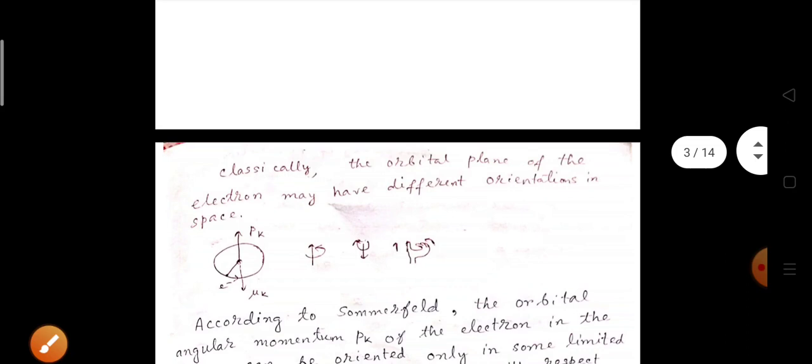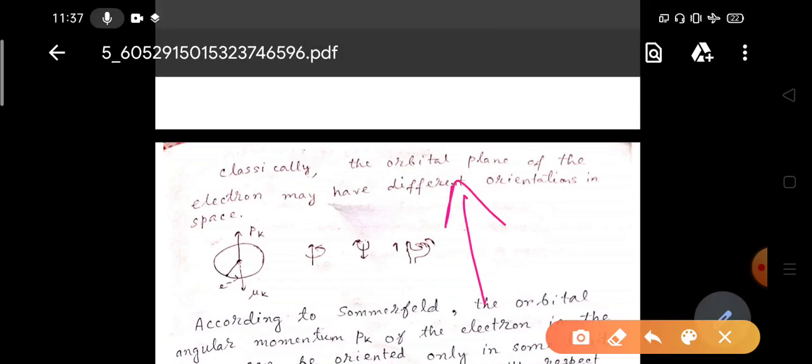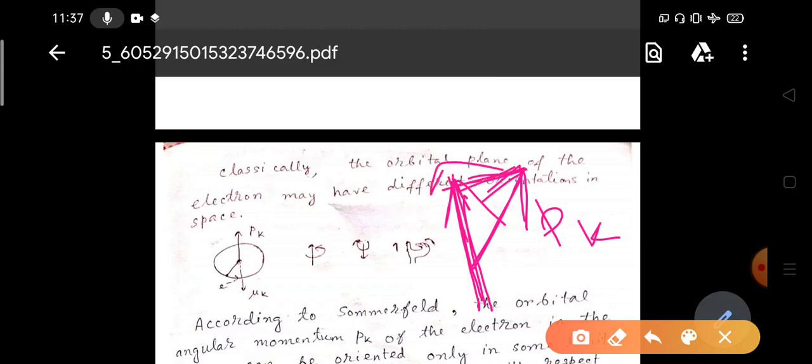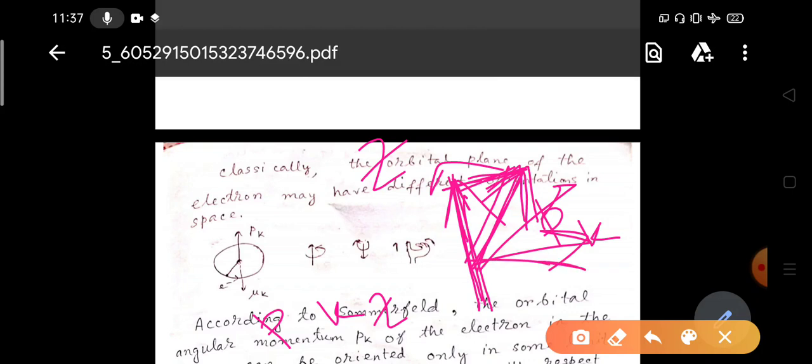Suppose this is the fixed direction, and this is the direction of the angular momentum, pk. You take the projection of pk along this fixed direction, suppose this is z, so this will be pk into z. This is not random; it is directed only along certain space directions, it cannot take any random direction.